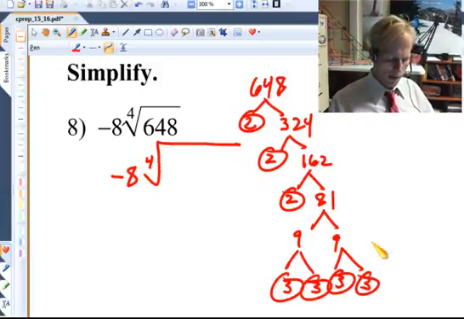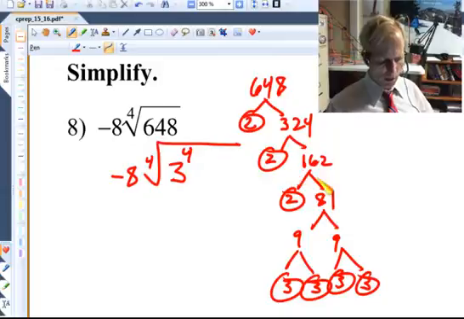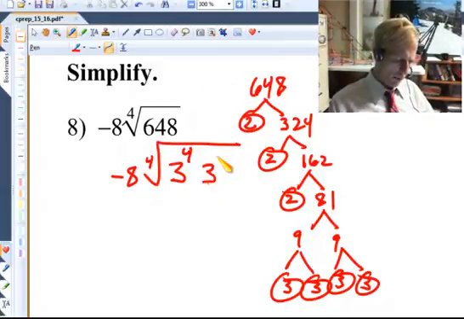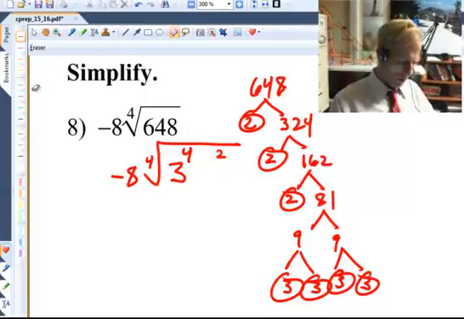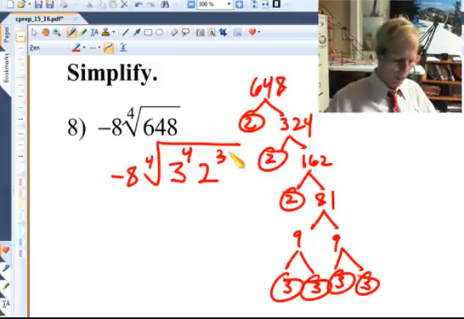So I do have four 3's, so I can do 3 to the 4th power. I only have three 2's, so there's really nothing I can do with those 2's aside from copying them underneath the radical. Let's see, I think I got mixed up there. That's right, 2 to the 3rd power.